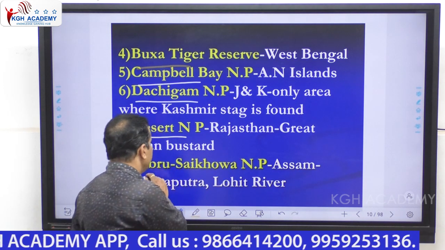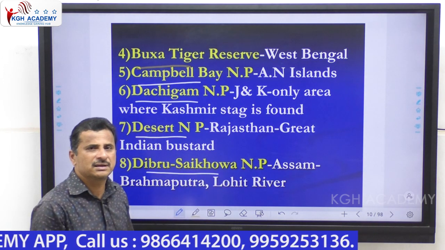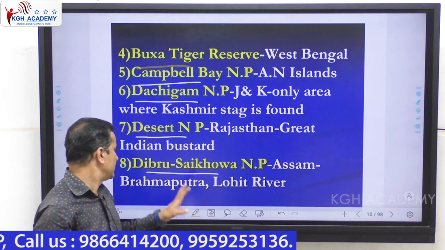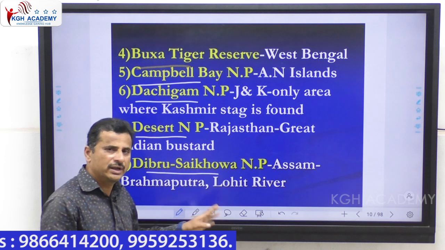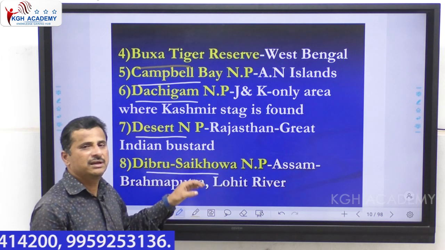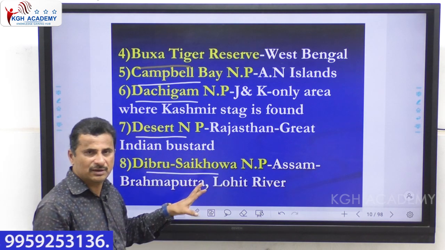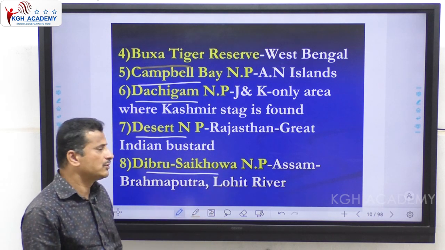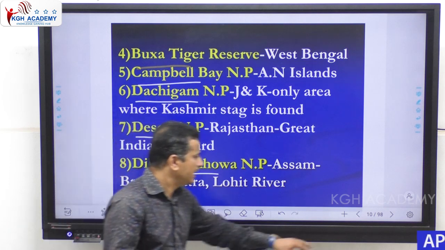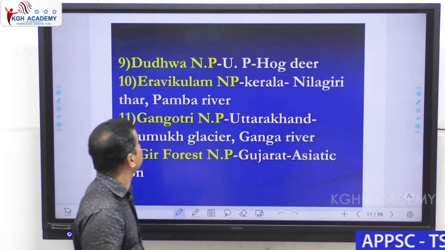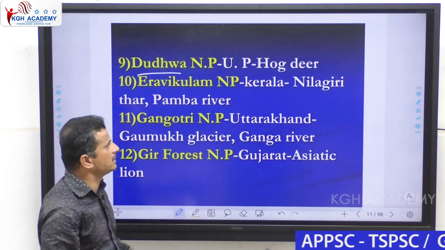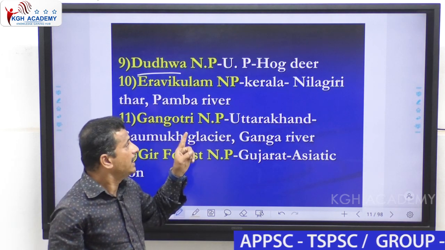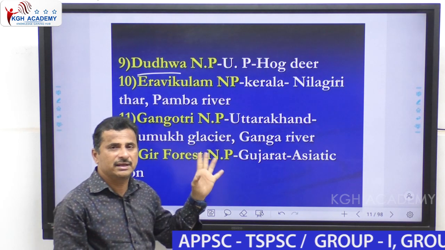Next, Dibru-Saikhowa National Park, Assam. Here the Brahmaputra River and Lohit River are part of this Dibru-Saikhowa National Park, or these two rivers flow through it. After this, next is Dudhwa National Park, UP, and the hog deer is a main animal here.